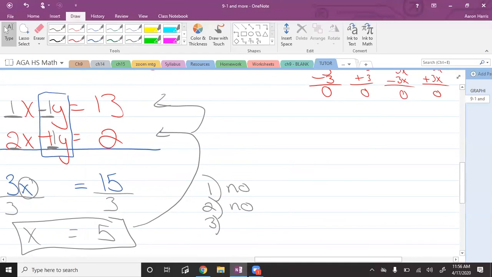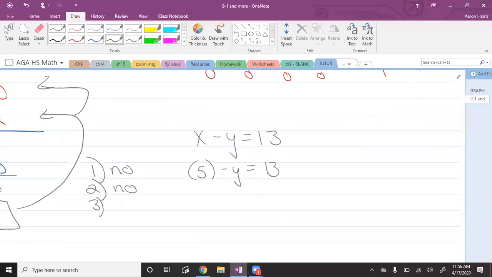No. So here we go. Let's use x minus y is equal to 13. So instead of writing x, I could write what? 5. So I get 5 minus y is equal to what? 13. What am I solving for? Solving for y now. Step number 1 says what? Simplify, combine like terms. Anything to do? No. Step 2.